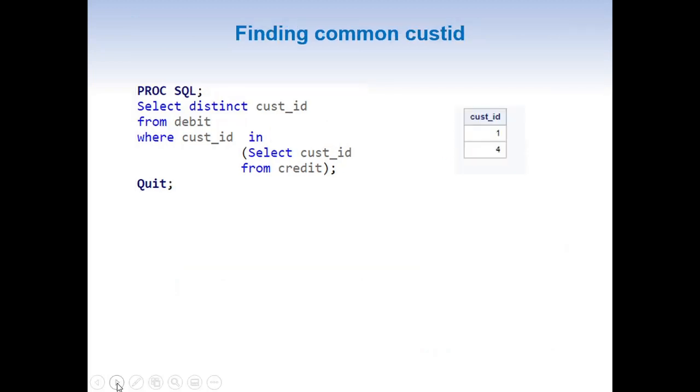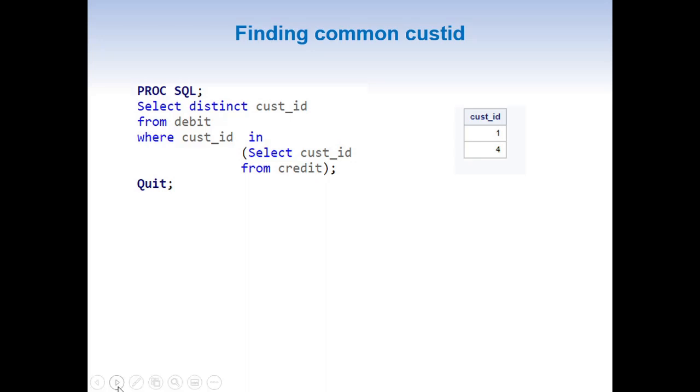Now let us move further. Finding common cust IDs is pretty simple and straightforward. What we need to do is change the NOT IN in the earlier code which we have seen to IN. Now we have pretty much the same code, but what we are trying to do is find the IN, meaning the cust IDs which are there in both the tables.